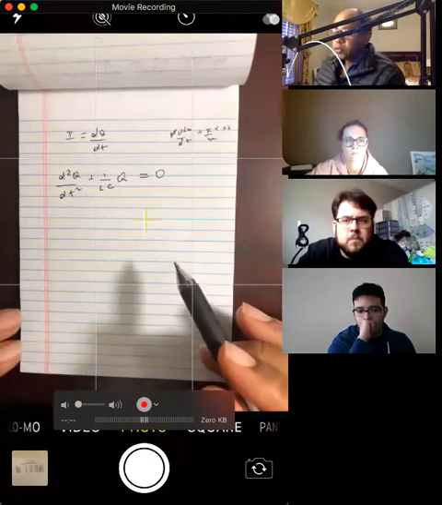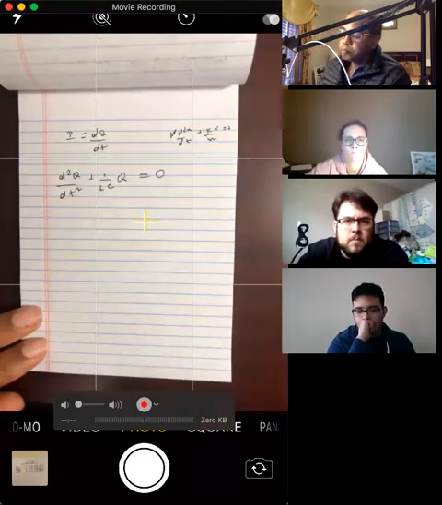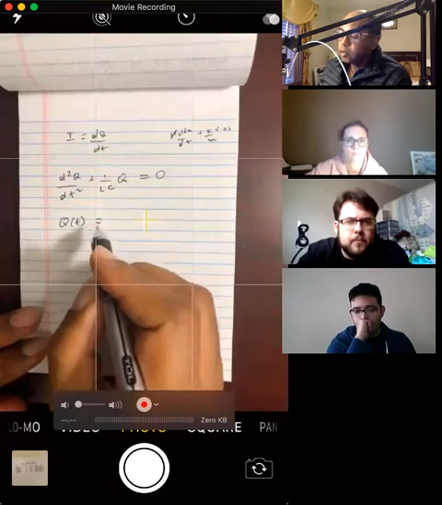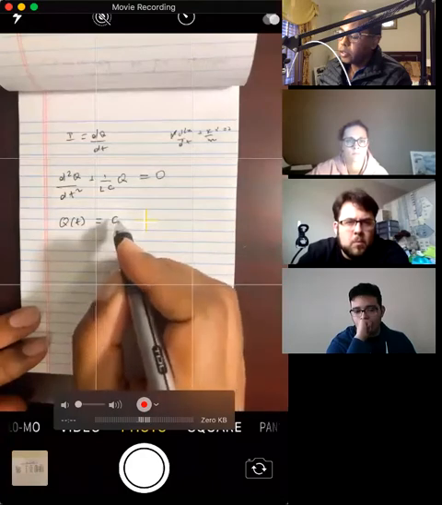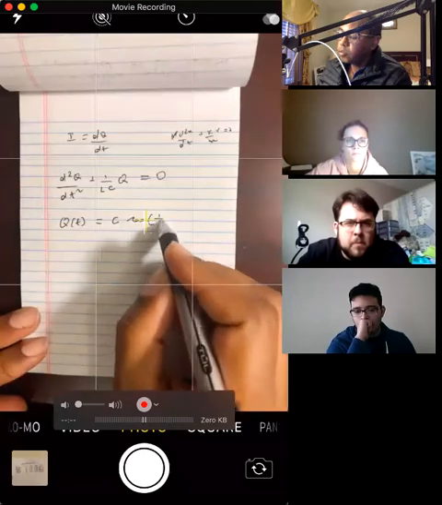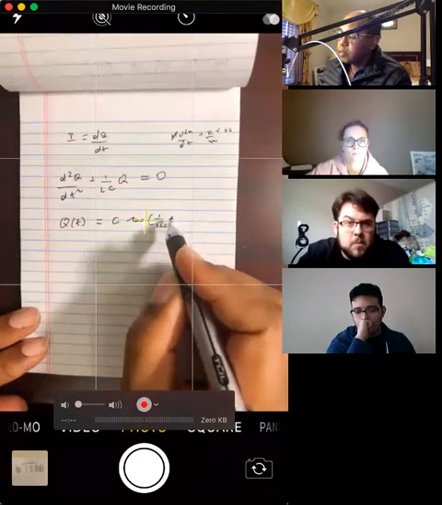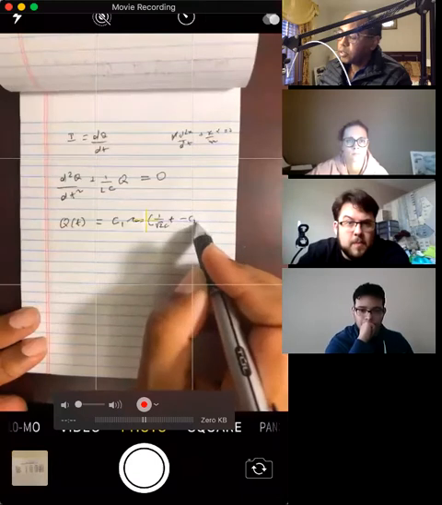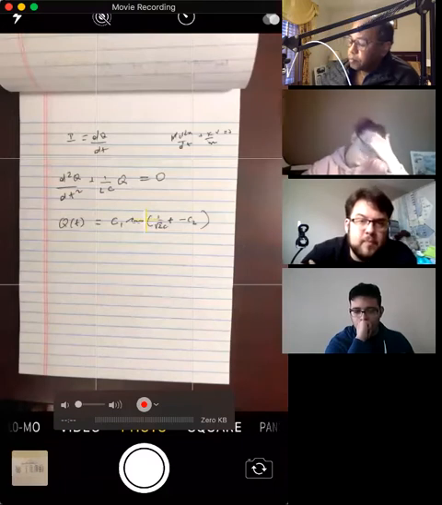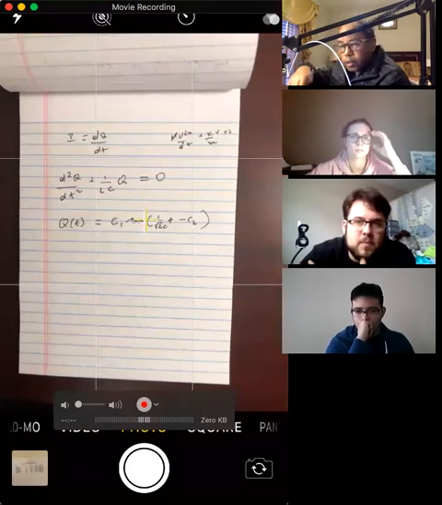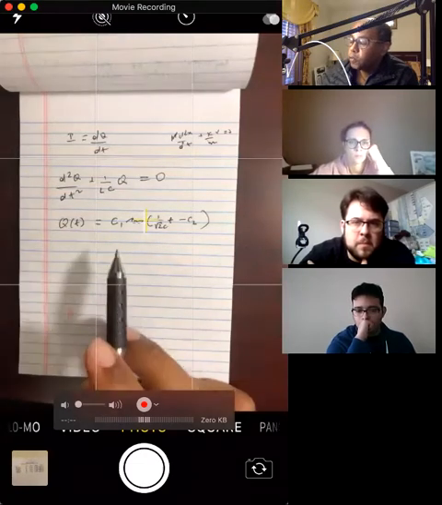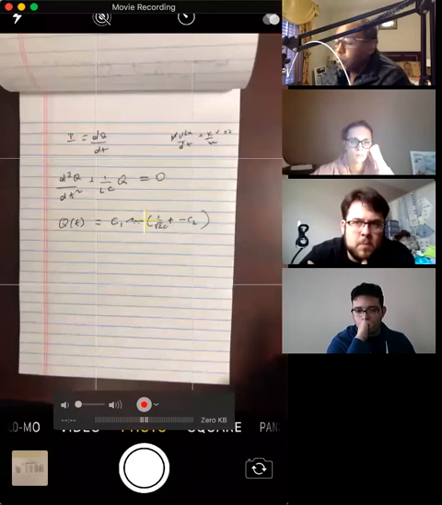Okay, so the general solution for this one would be q as a function of time. You've got, let's say, a constant over here, C1, and then cosine of 1 over square root of LC times t, minus another constant over here, C2. This is the general solution. It's a cosine function. It just goes up and down, just like for a spring. So this C1 and C2 are to be determined from initial conditions.